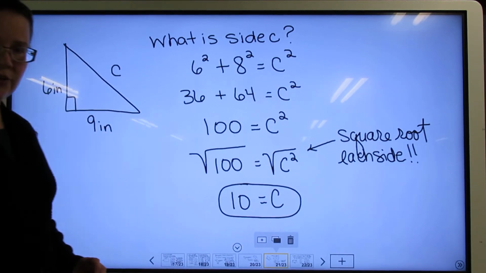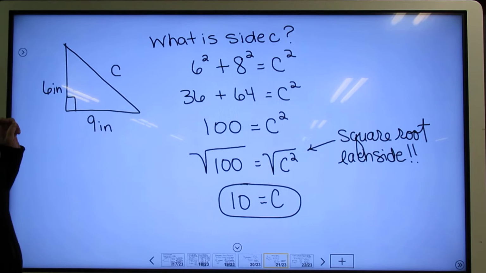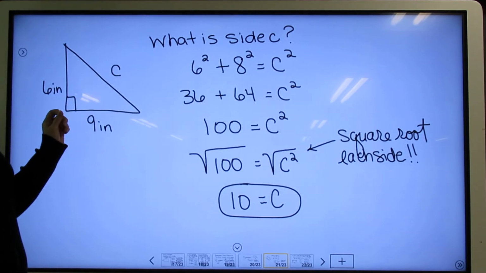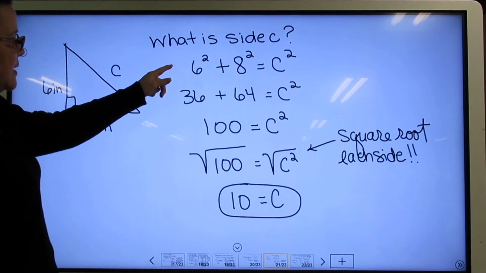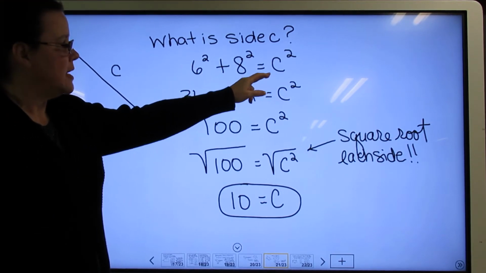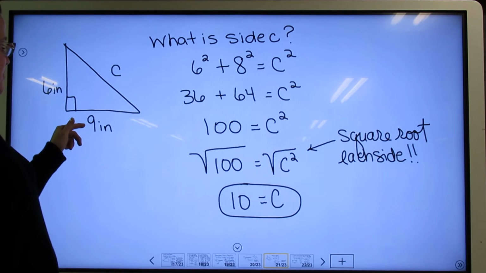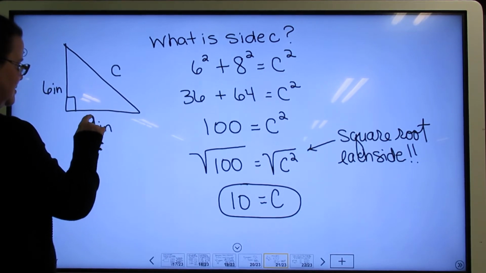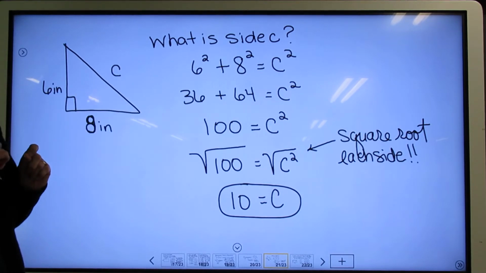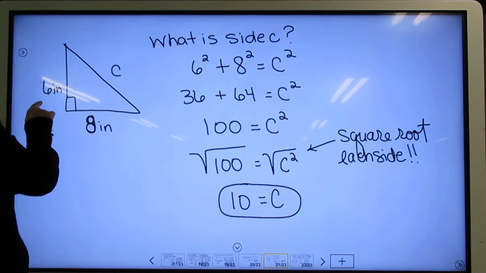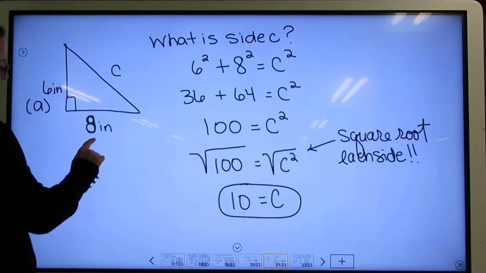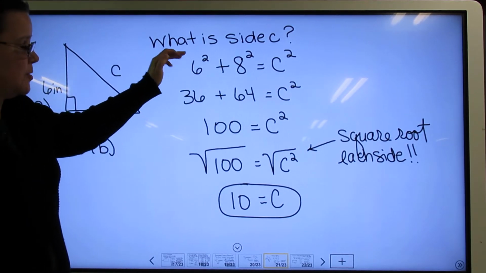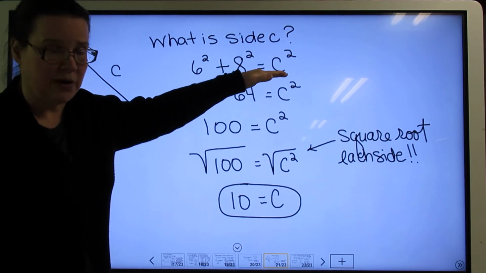And I jumped ahead too far on my slide. So this one is, what side is C? What is side C, right? C would be the C squared. And then you plug in the other two numbers into the formula. So if 6 is my A and 8 is my B, then I would set it up as 6 squared plus 8 squared equals C squared.